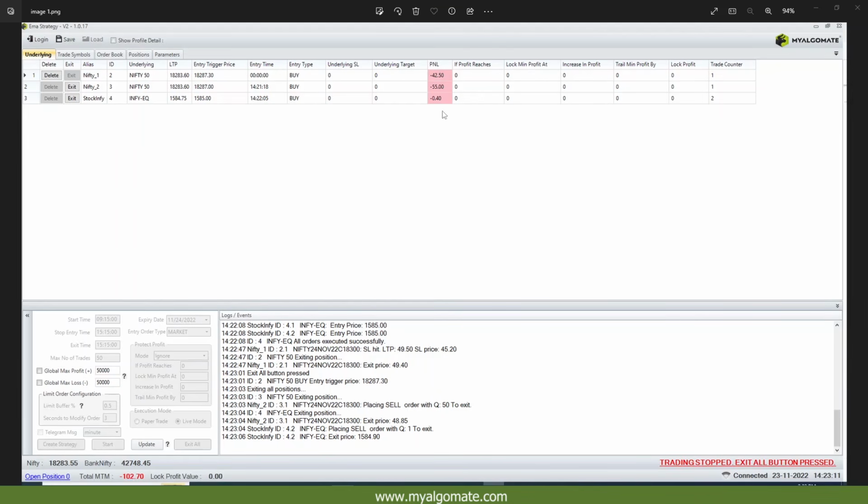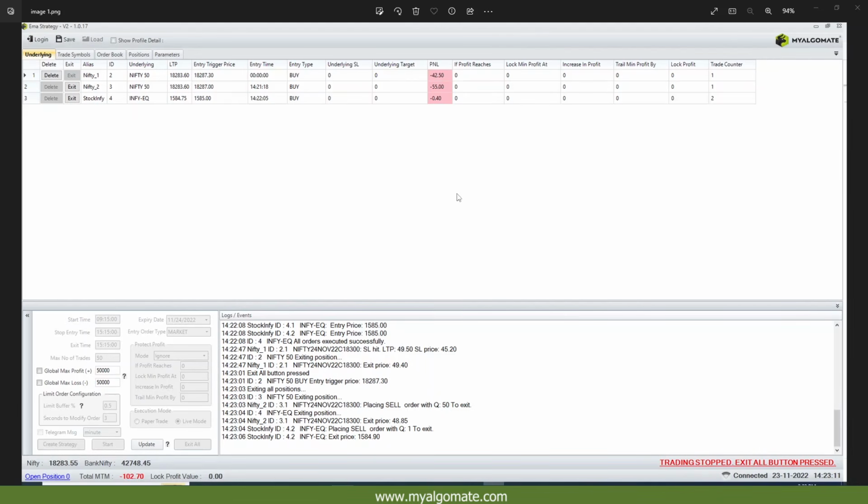It will show the live P&L in this column. Whatever the stop loss or target is on the underlying, it will show in these two columns. It will show the entry type and entry trigger price as well, at what time the entry was taken, and the trade counter as well, and it will show the lock and trail profit parameters over here, right? So this is the underlying tab.